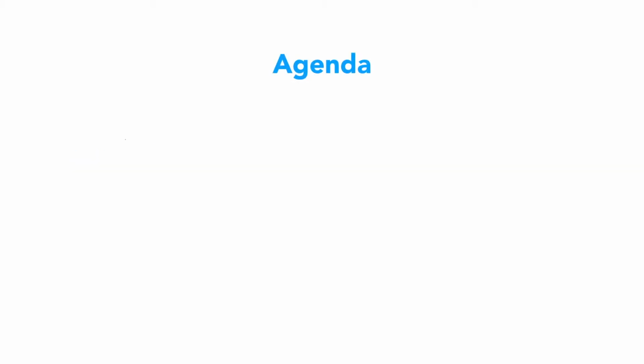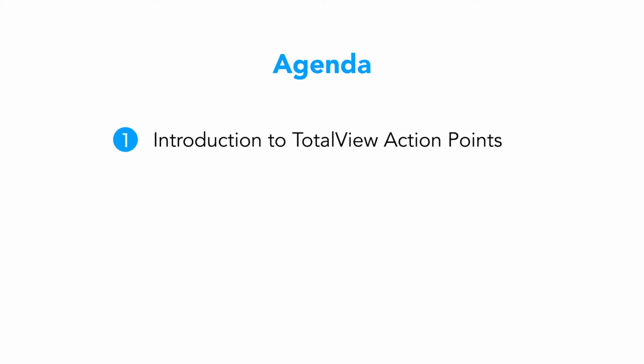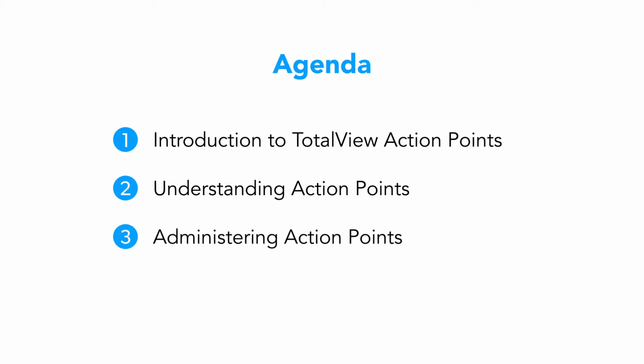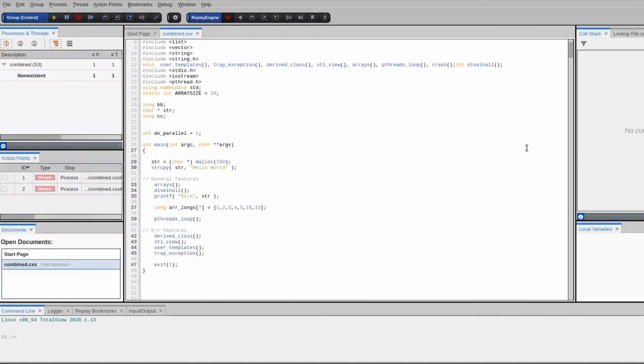Our agenda for this video is to introduce you to action points within TotalView, to help you understand how action points can be used, administered, and some of the special directives that one can use when implementing action points in TotalView. TotalView employs the concept of action points, which specify an action to perform when a thread or a process reaches a location in source code or a machine instruction in your program.